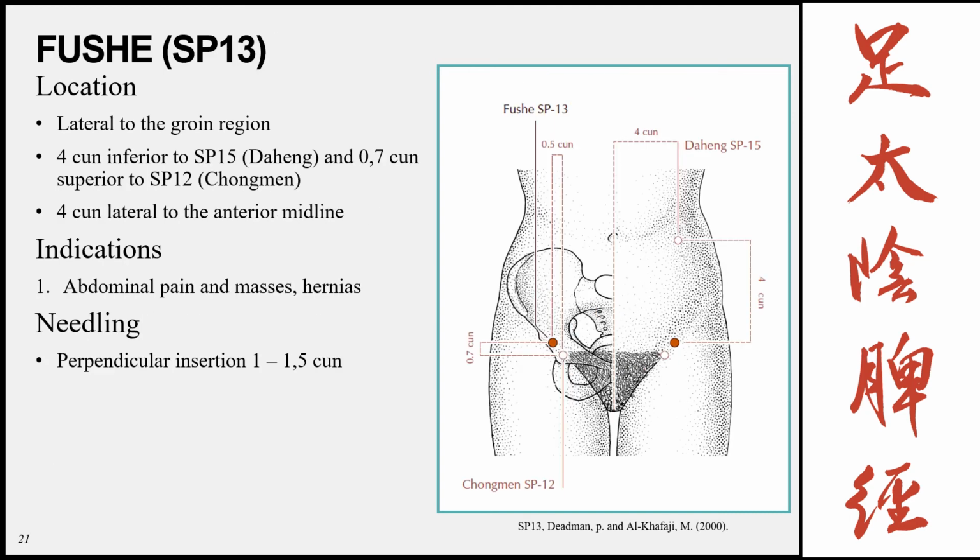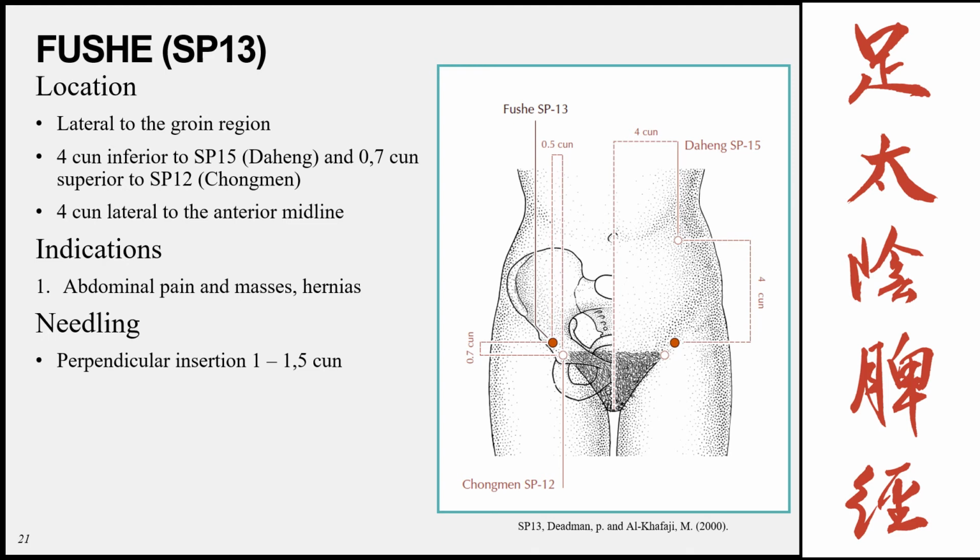The next point is Fushi, spleen 13. This point is lateral to the groin region, 4 cun inferior to spleen 15, Daheng, and 0.7 of a cun superior to spleen 12, Chongmen. 4 cun lateral to the midline. So now we're on those points that we talked about earlier on the chest and abdomen, which all share a similar location. And for the points on the lower abdomen, they were all 4 cun lateral to the midline.